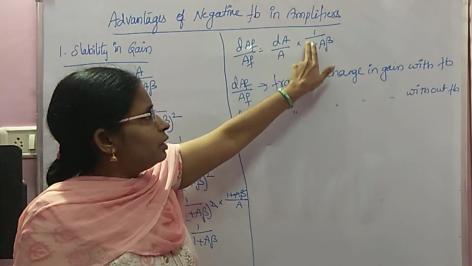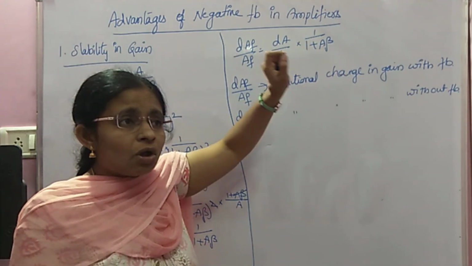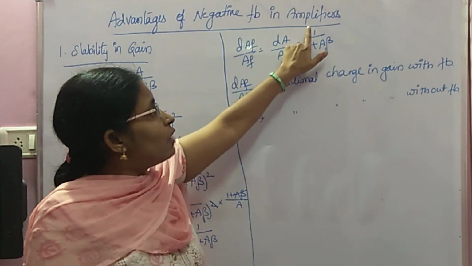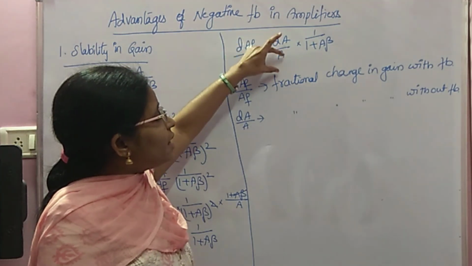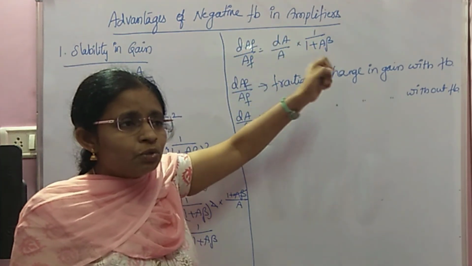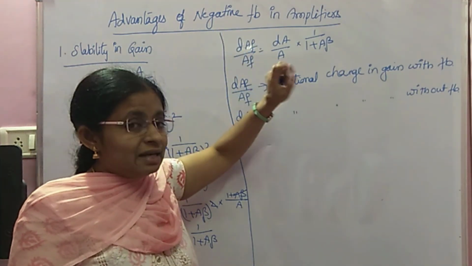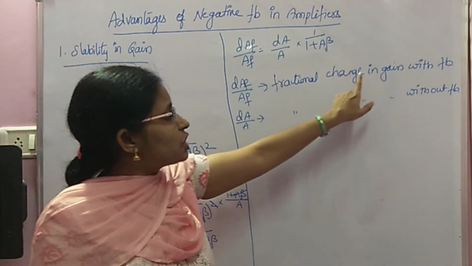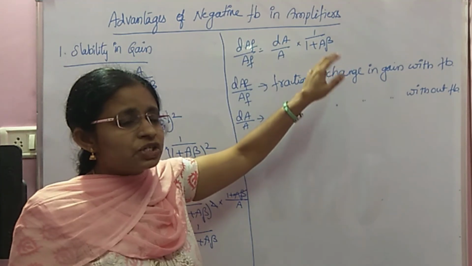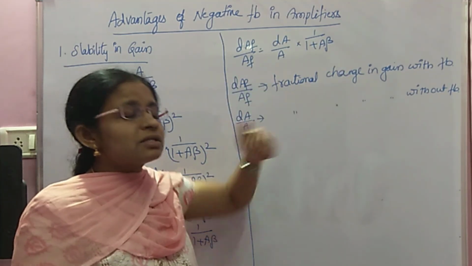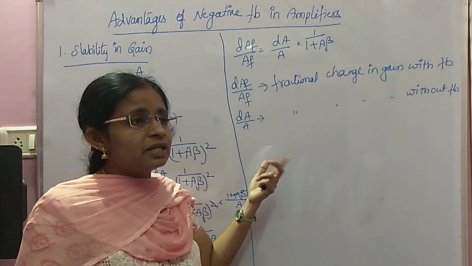We all know the denominator of this, 1 plus A beta, is always greater than 1. So 1 by 1 plus A beta is always less than 1. Means dA by A is multiplied with a value which is less than 1. So totally, dAF by AF becomes less. So the fractional change in gain with feedback is lesser than the fractional change in gain without feedback. Means there exists stability if you use a negative feedback in the case of an amplifier.